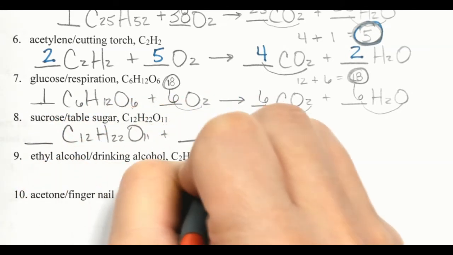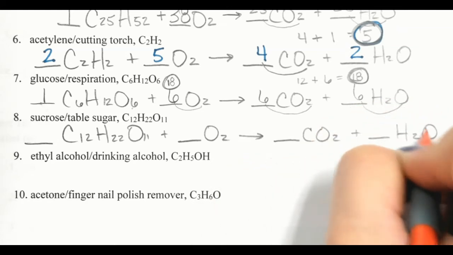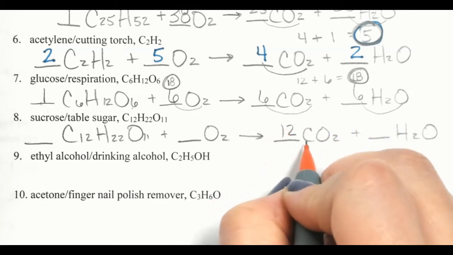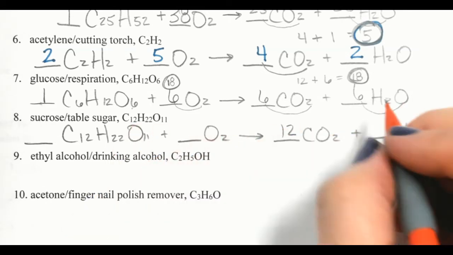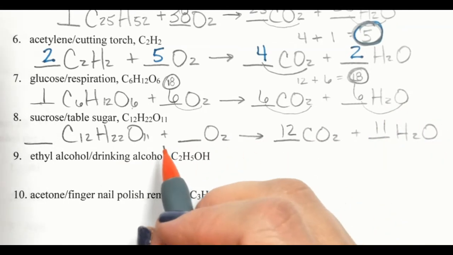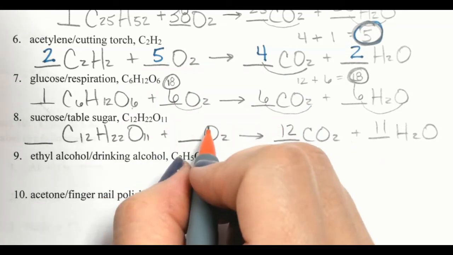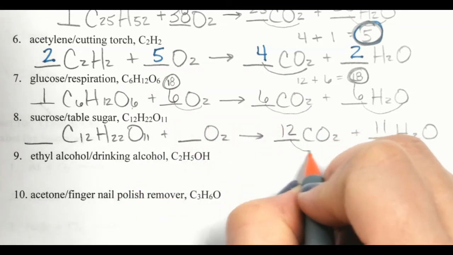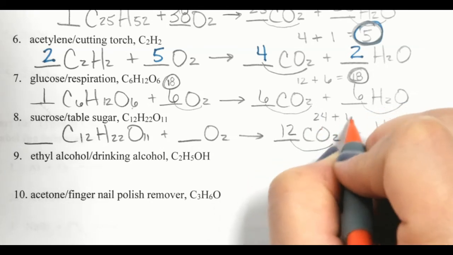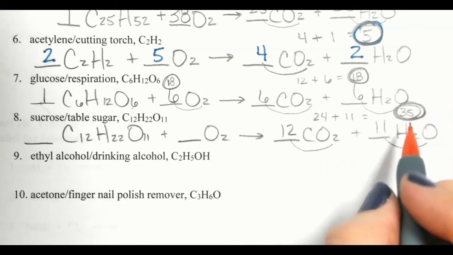C12H22O11 plus O2 yields CO2 and H2O. I have 12 carbon on the left, so we need 12 carbons on the right. 22 hydrogens on the left means I need 11 times 2 is 22. And now let's deal with our oxygens. There's 11 plus 2, which is 13 oxygens so far on the left. On the right, though, 12 times 2 is 24 plus 11 is equal to 35 oxygens.